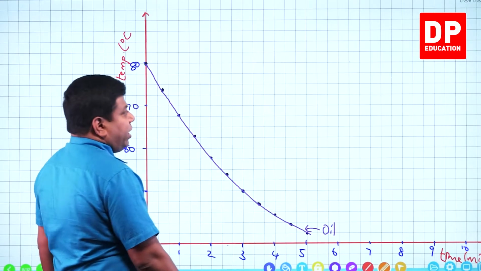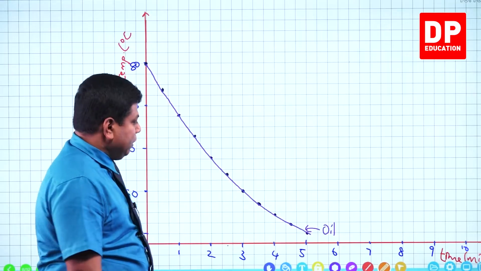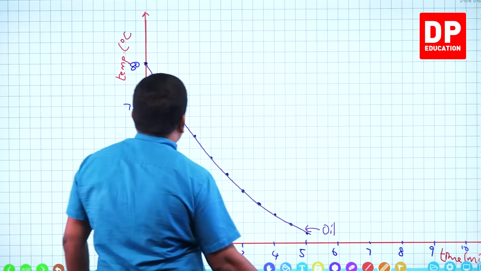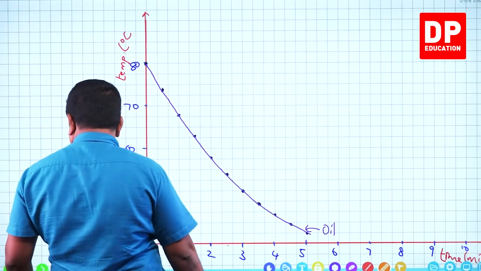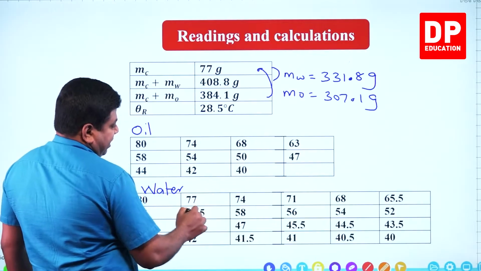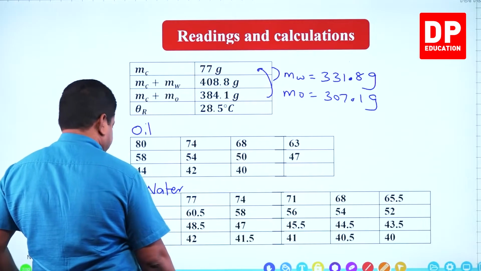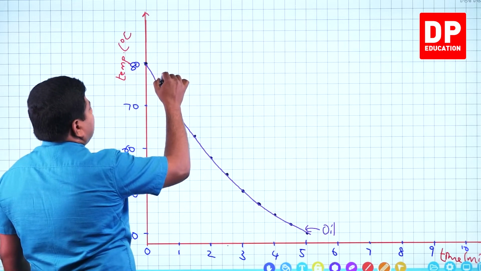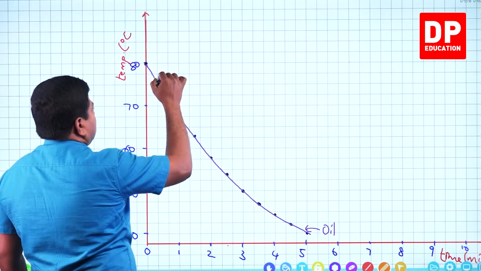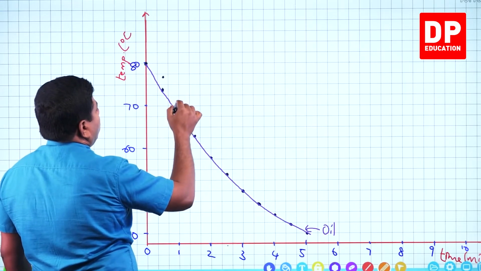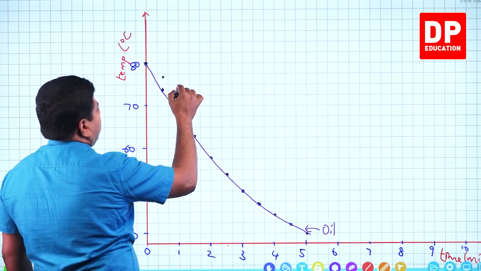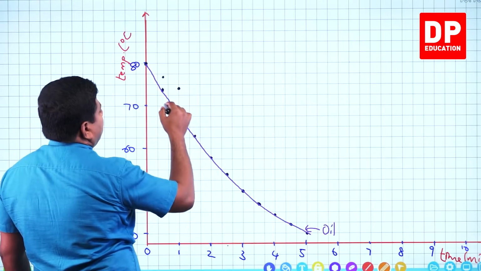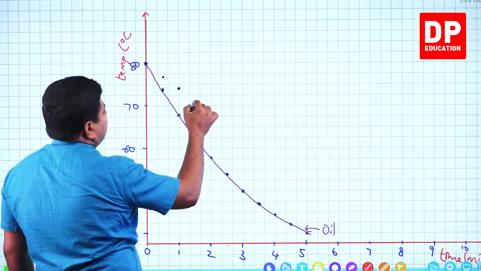The next one I have to draw the graph for water. Mark the points. That also has to start from 80, same point. Then 77, 74, 71. 77, 75. 74. This is 75, 74. 71. This is 72.5, 71.